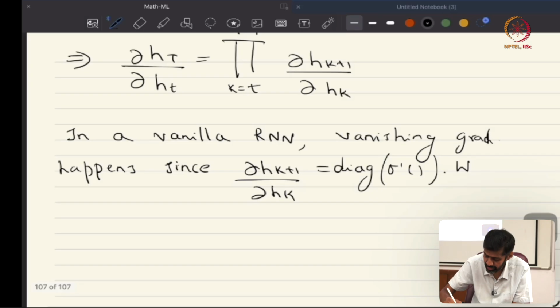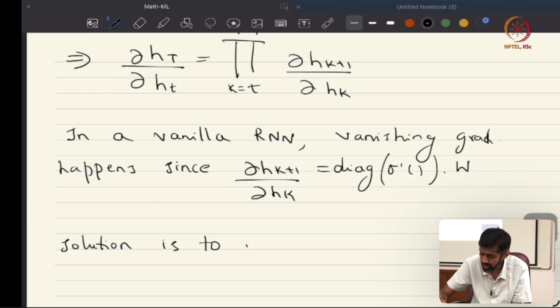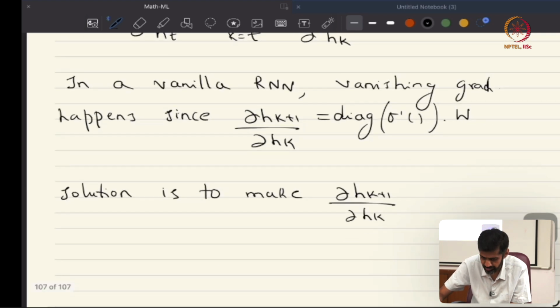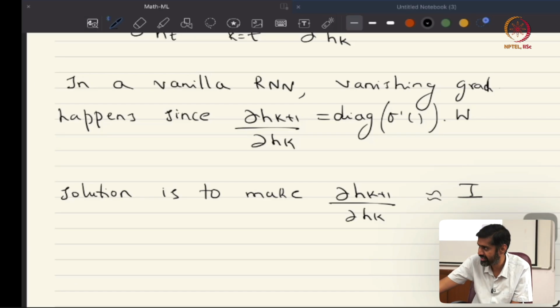Okay. The solution is to make this just approximately equal to identity. If you make this, then doesn't matter, right? I mean, this is the degenerate or naive solution, as he said, make lambda max equal to 1, so that there is a path from the outermost hidden state to any hidden state without any linear multiplications of w, right?